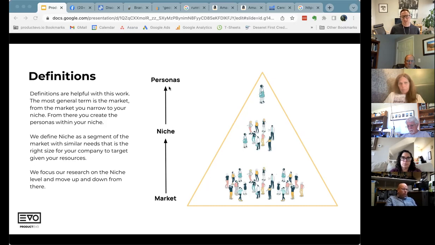And then from there, you can go even more narrow to personas. And so with personas within the niche, a lot of times we like to have one-on-one conversations with personas to inform and look for trends that might be shared among the niche. But in general, we're going to focus on the niche level in all of our market research.